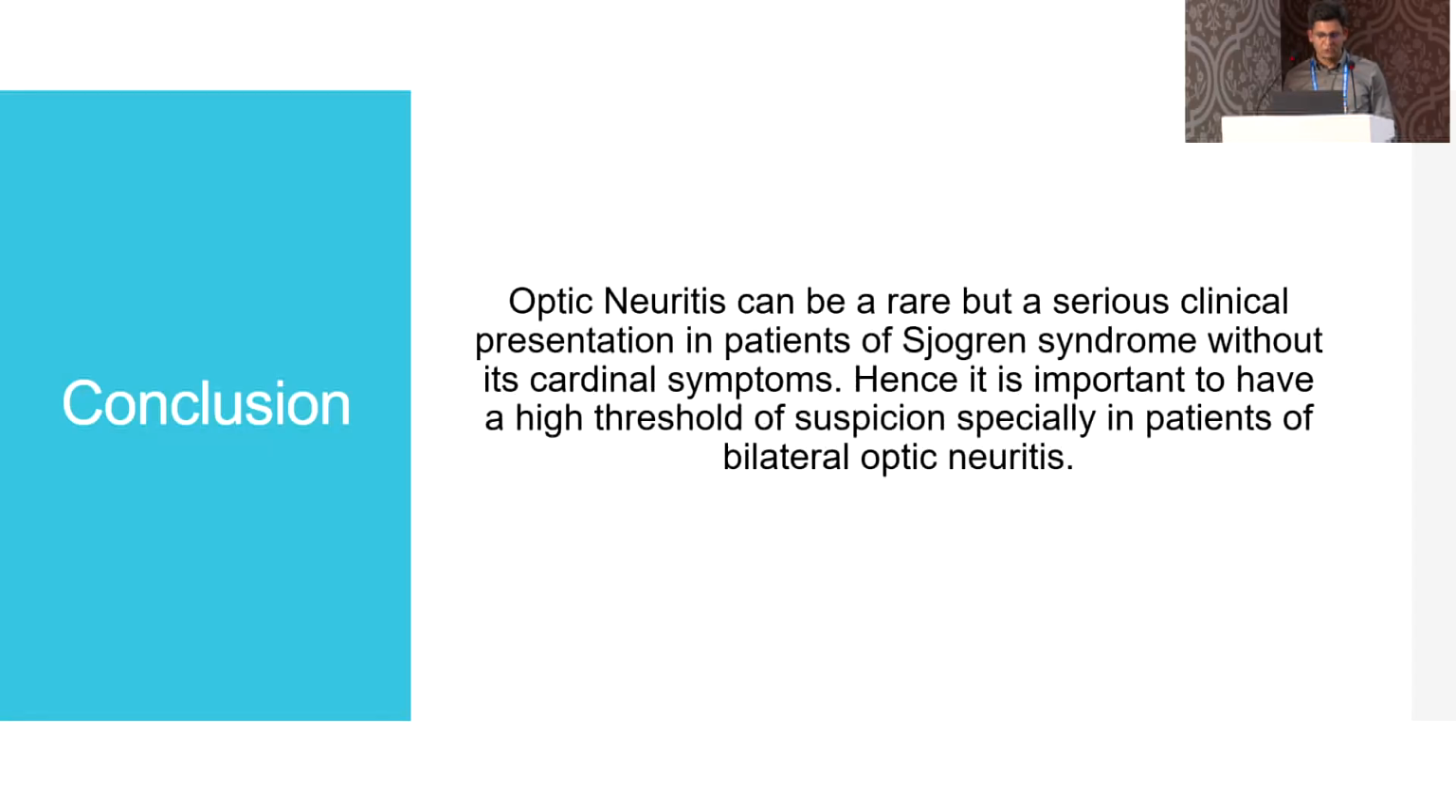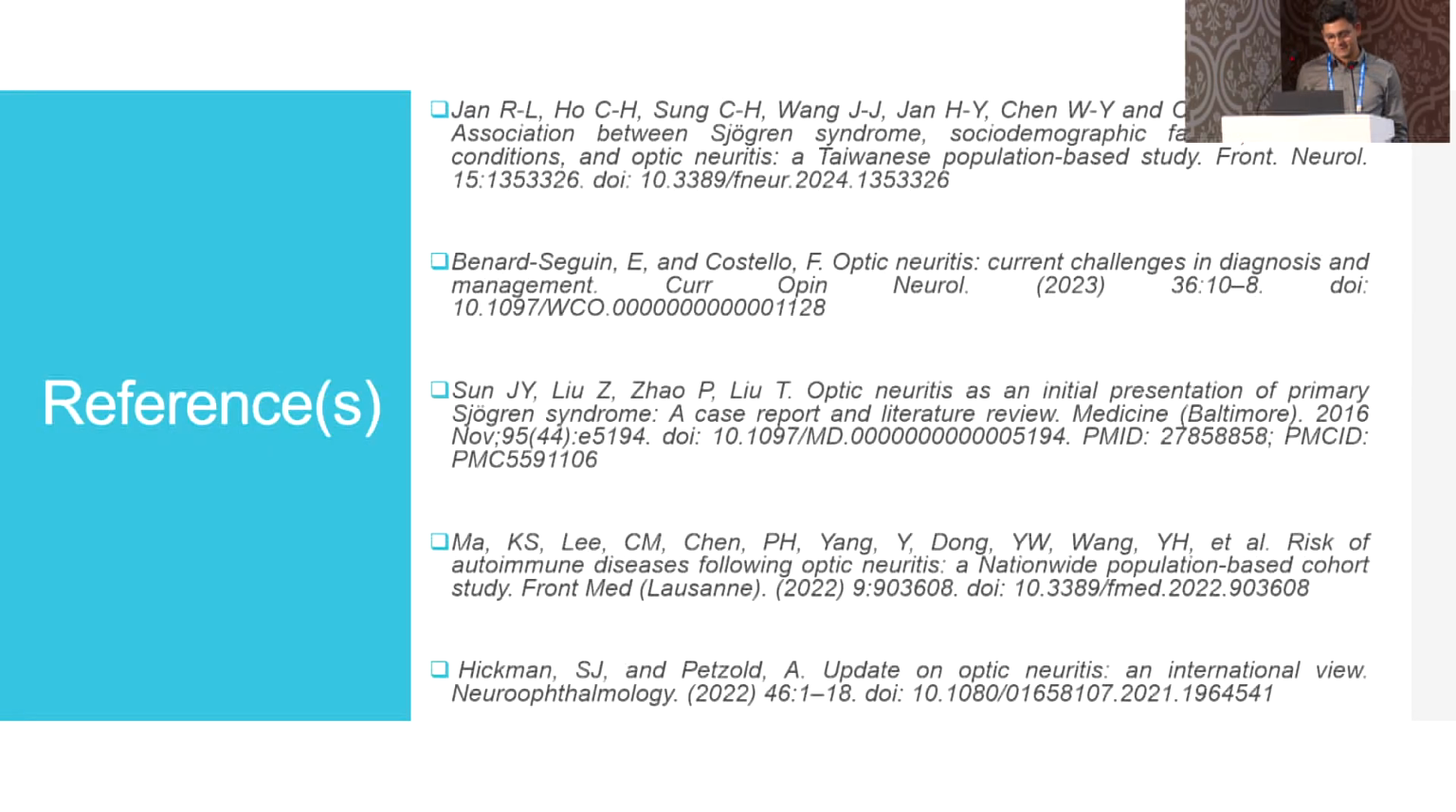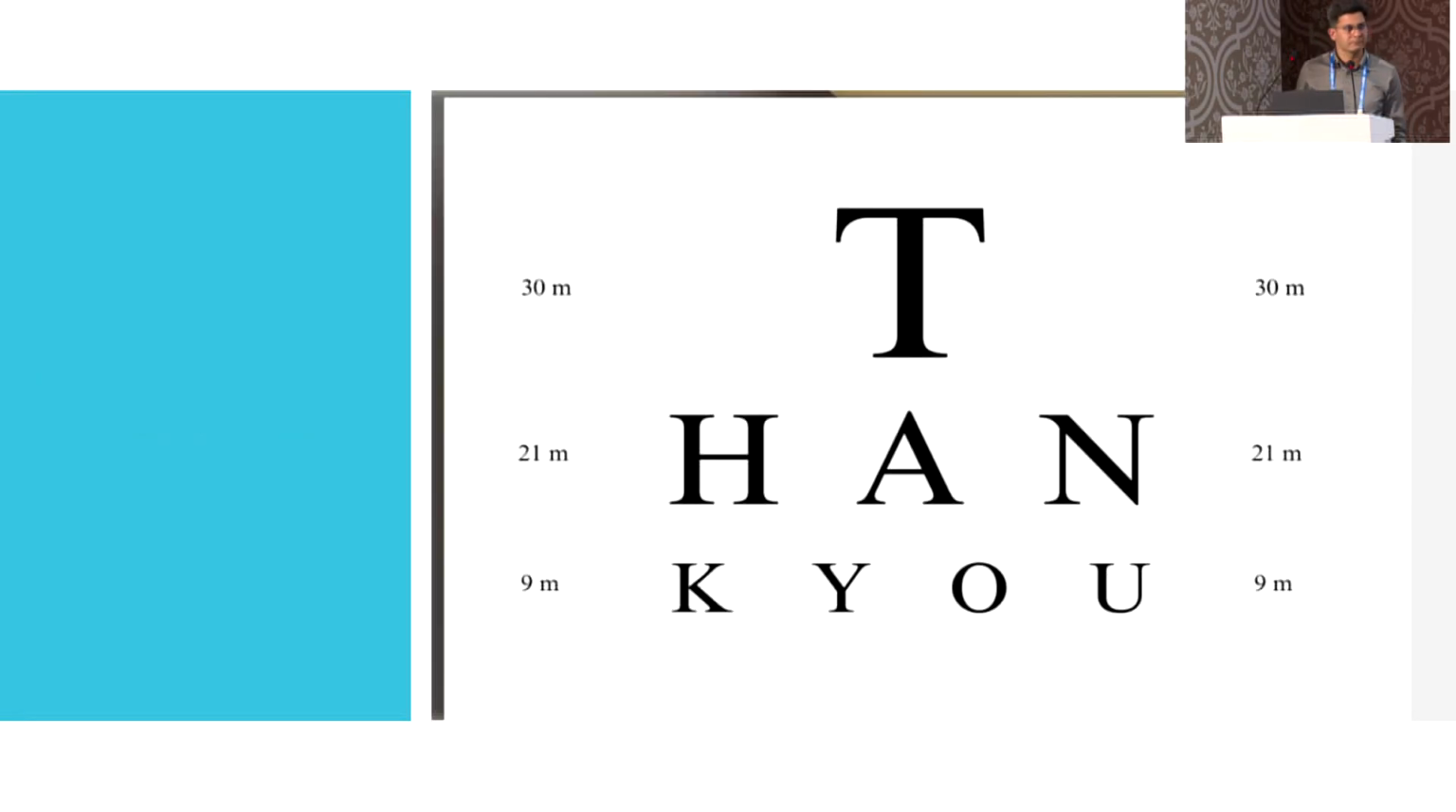To conclude, optic neuritis can be a rare but serious clinical presentation in patients of Sjogren's syndrome without its cardinal symptoms. Hence, it is important to have a high index of suspicion, especially in patients with bilateral optic neuritis. These are my references. Thank you.